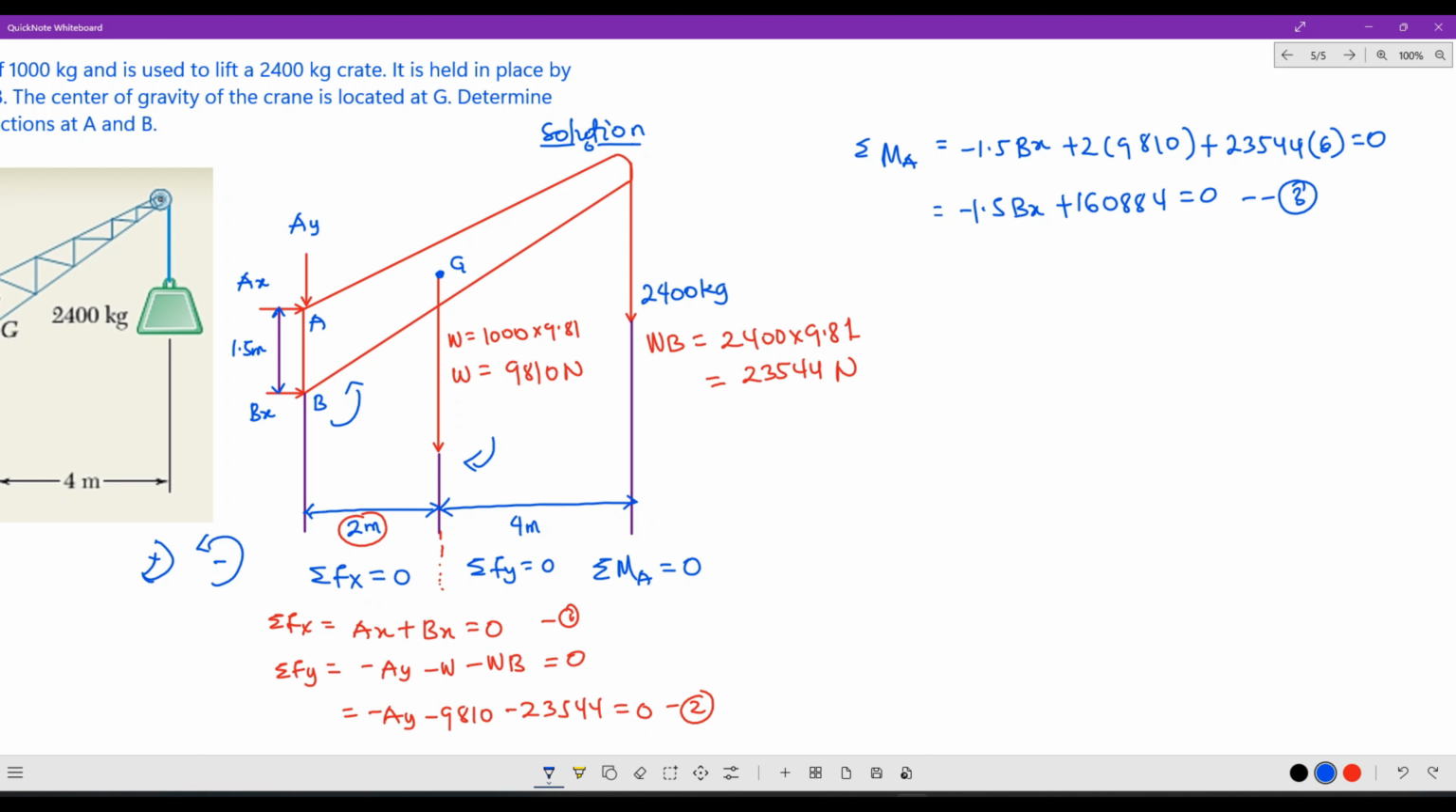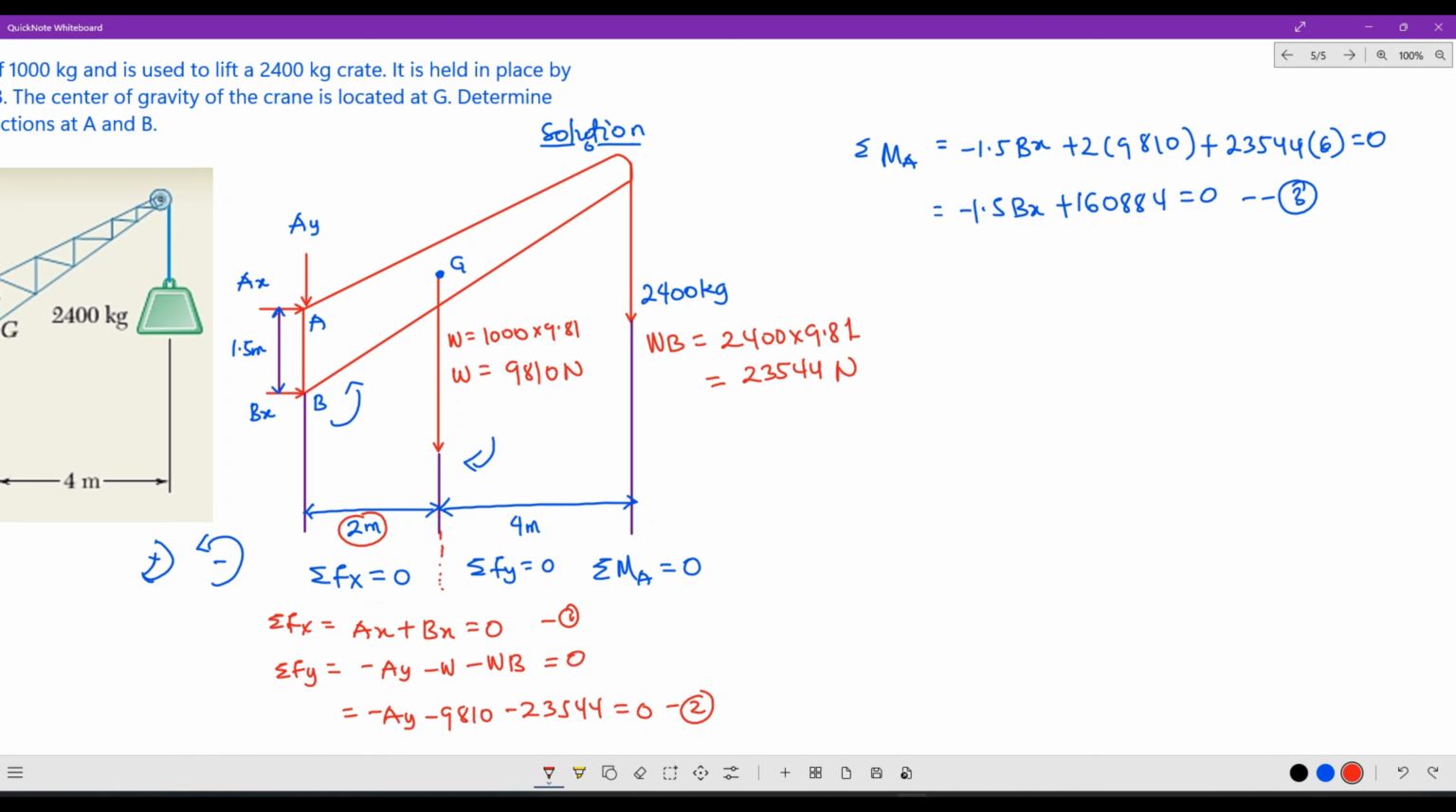So you have 3 equations, but you can see that you can solve 2 of them directly, right? You will not have to do any simultaneous equation here. So you notice that if you solve equation 2, you're going to get AY, and if you solve equation 3, you're going to get BX. Then you can substitute BX into equation 1 to find AX, right?